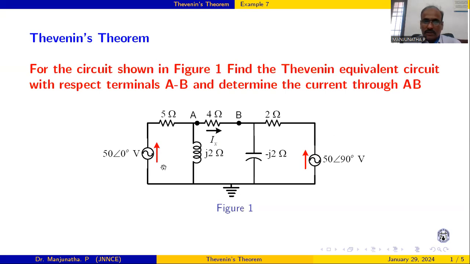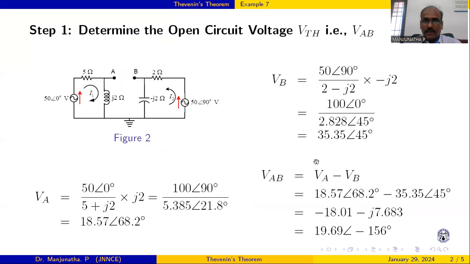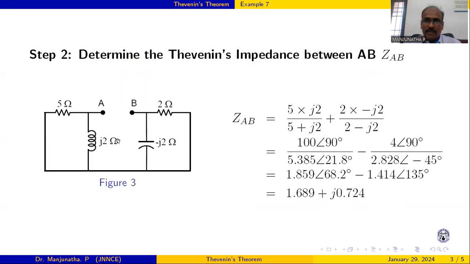Remove this resistor, and short circuit these voltage sources. Next step is to determine the Thevenin's impedance between AB. Shorted here, and these two are in parallel, and these two are in parallel. Finally, these two are in series, this entire impedance and this entire impedance in series. That is 5 times j2 divided by 5 plus j2, plus 2 times minus j2 divided by 2 minus j2.